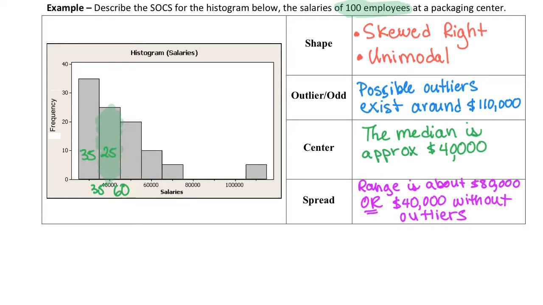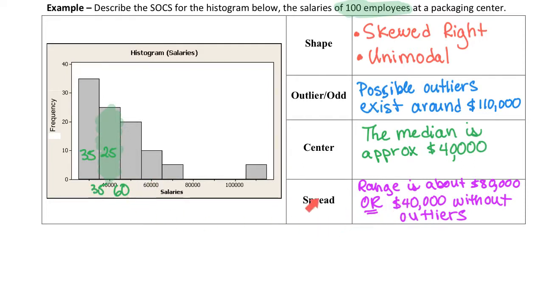The only other thing that's going to be different because of the outlier here, when we're talking about spread, it's important to note that the general range is about $80,000. That's going to be our 110,000 minus 30,000. But without outliers, these are probably your top executives making this much. What if I'm just going to get a job at this company? I want to know I could make between $70,000 and $30,000, somewhere in there.